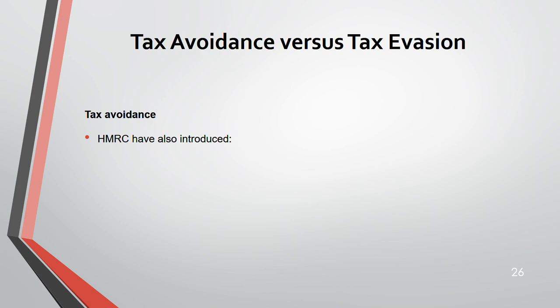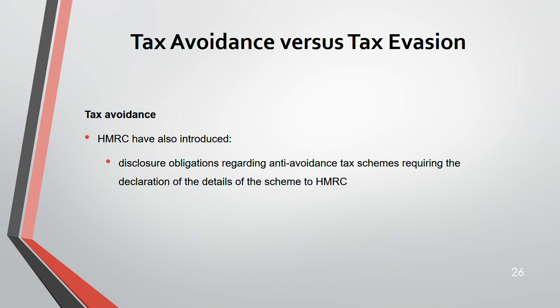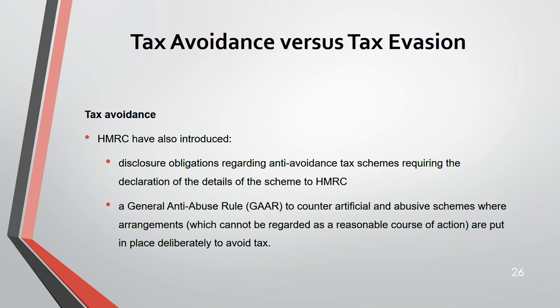So HMRC have introduced this. HMRC has become more strict now, because they also know that we are smart. We will try to do all this tax planning and all. They are now saying, disclose any schemes you are investing in to avoid tax. You have to give details of that scheme to HMRC. Next, GAAR, the General Anti-Abuse Rule. It says, to counter artificial and abusive schemes, that means you cannot take them as a reasonable course of action. So you cannot just invest into schemes to deliberately avoid tax. You can't do that. According to the General Anti-Abuse Rule, that means you're abusing the tax.